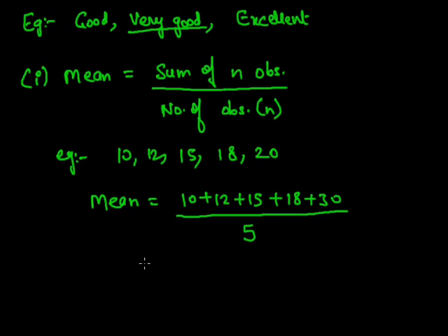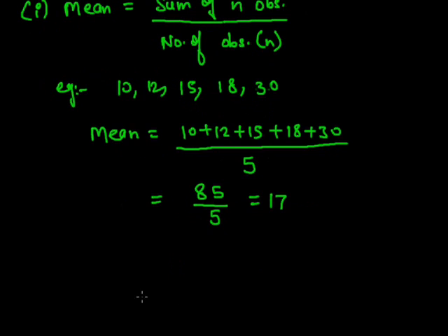So now we'll solve it. If we add all of this, 10, 12, 15, 18 and 20, what we'll get is 85 divided by 5, and when we do 85 divided by 5, we'll get 17. So this is our mean. In this way, we need to find out the mean, that is sum of observations divided by number of observations. This is the method of finding out the mean.